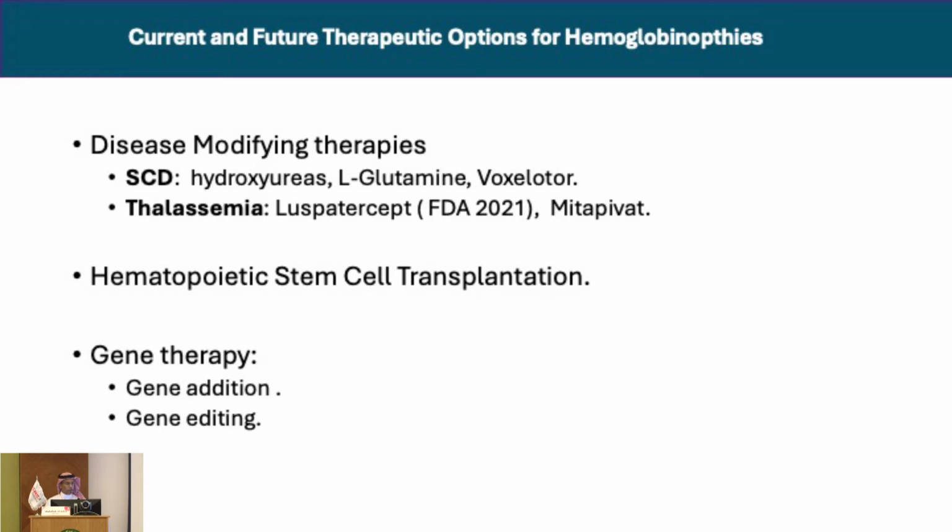The standard therapeutic curative option is the hematopoietic stem cell transplantation that Dr. Muhammad has already touched base with you on, especially for hemoglobinopathies. Nowadays, we have the introduction of gene therapy that can be offered to some patients, whether it's through gene addition or through gene editing, and I will explain that to you.